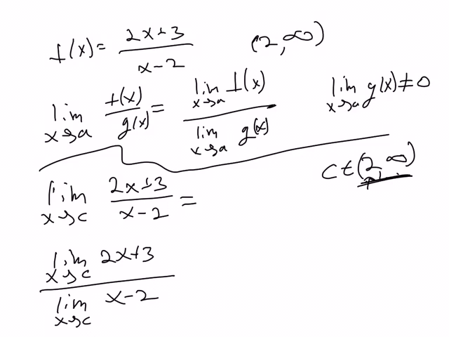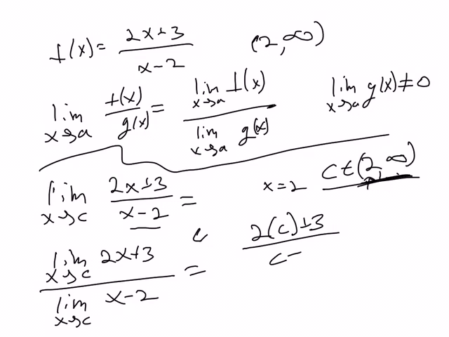And this is 0 only when x equals 2. So this statement is fine. And now we are dealing with two polynomials. So this, by the limit laws, is going to be equal to (2c + 3)/(c - 2), which is exactly what we want.